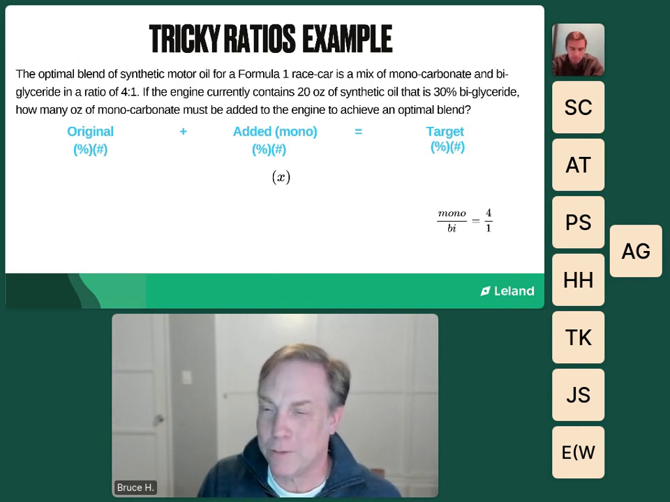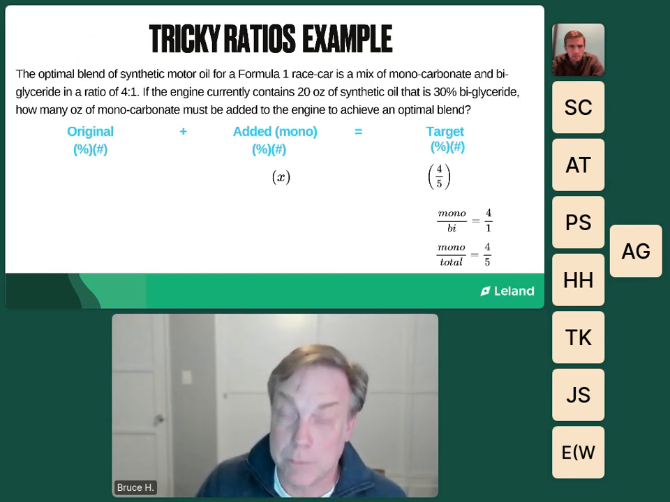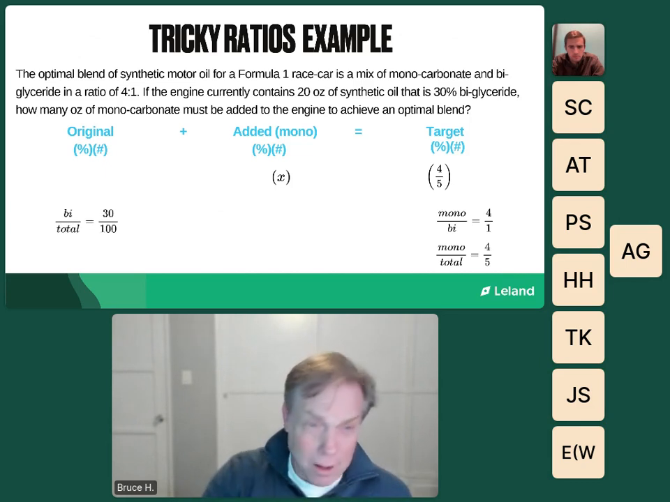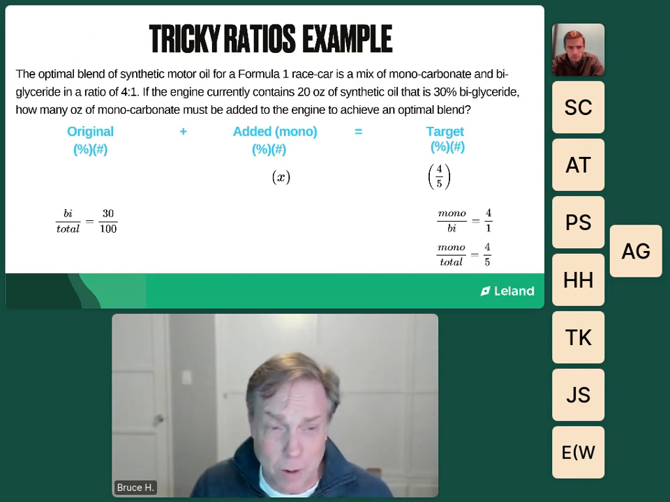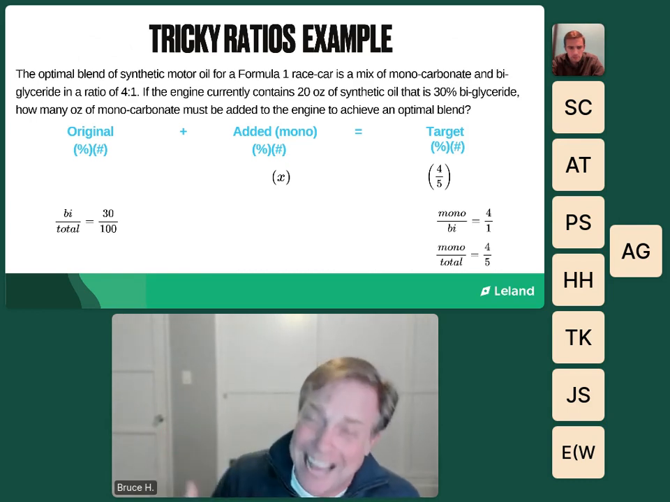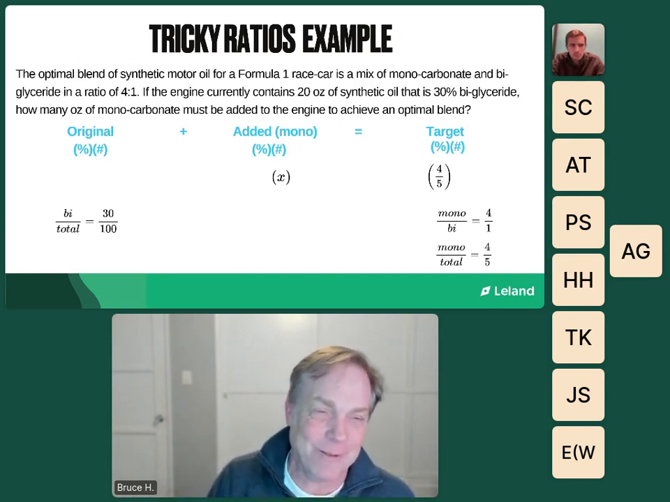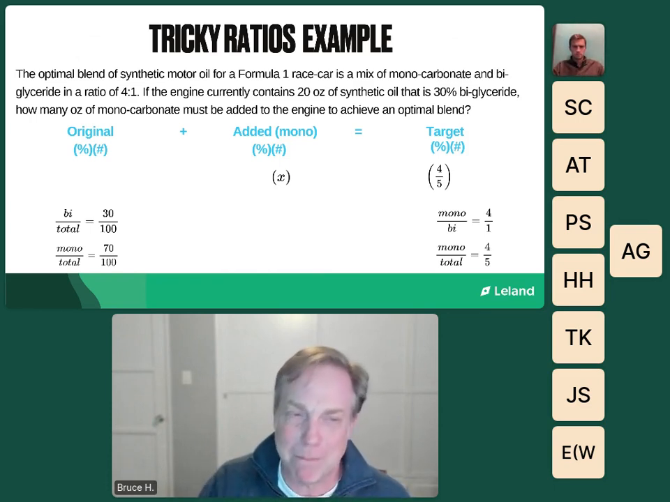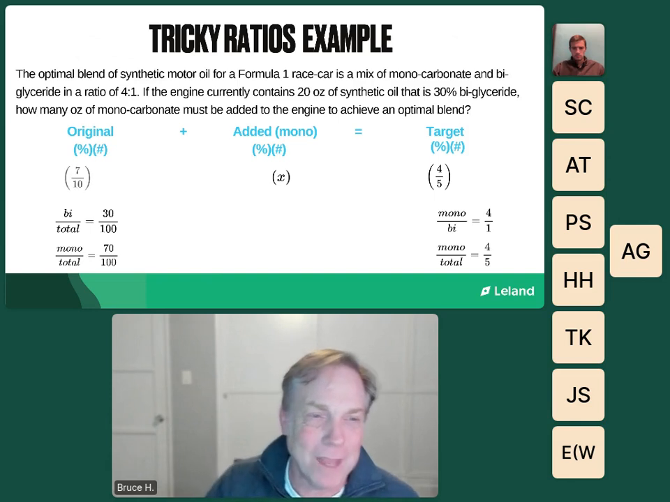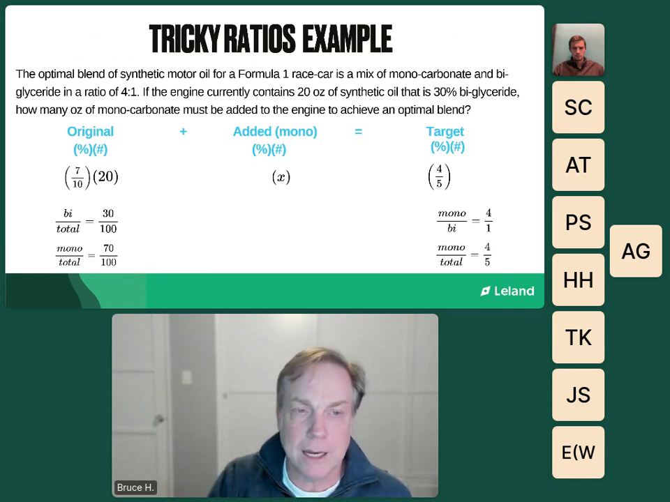Well, if mono over bi is 4-to-1, then mono over total must be 4/5. So that is our target percentage. Our original, well, we're told that we are starting out with biglyceride over total of 30/100. That doesn't help us. We need everything by monocarbonate over total. That's 70/100. Everything has to be mono over total because this thing is about mono. So that's 7/10. How much of this stuff do we have at the beginning? 20 ounces.